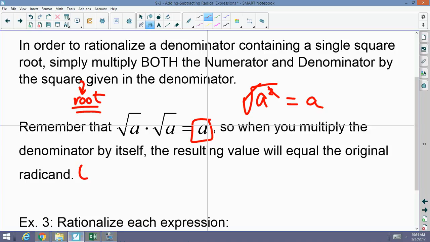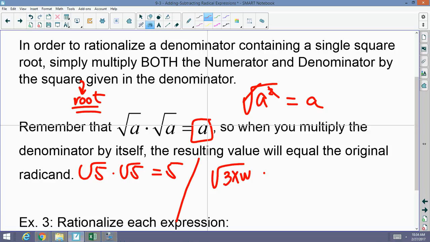So square root of 5 times square root of 5 will equal 5. If you don't believe me, do it the long way. Square root of 5 times square root of 5 is square root of 25. Square root of 25 is 5. Square root of 3xw times the square root of 3xw is 3xw. Okay? Anytime you multiply a square root times its exact replica, the square root disappears and the answer is the radicand.